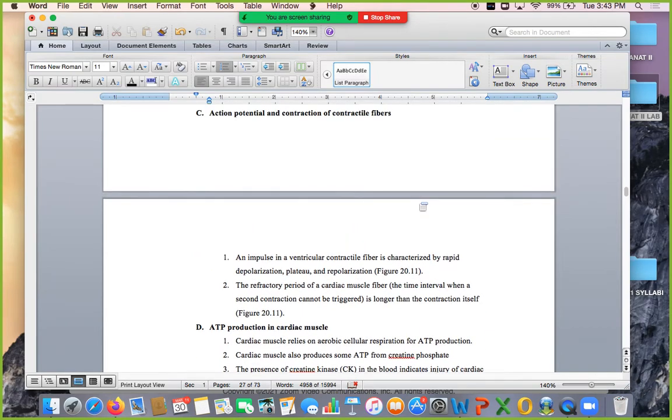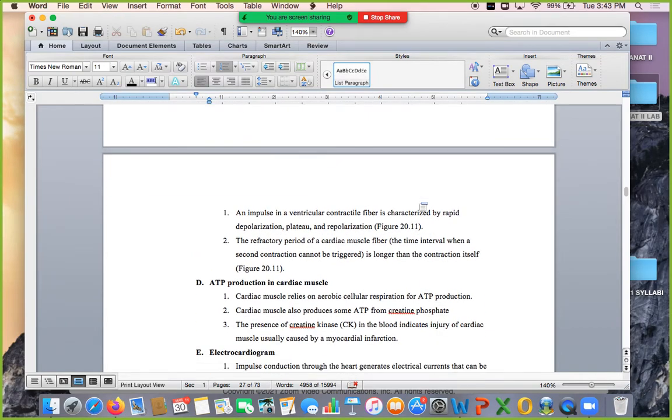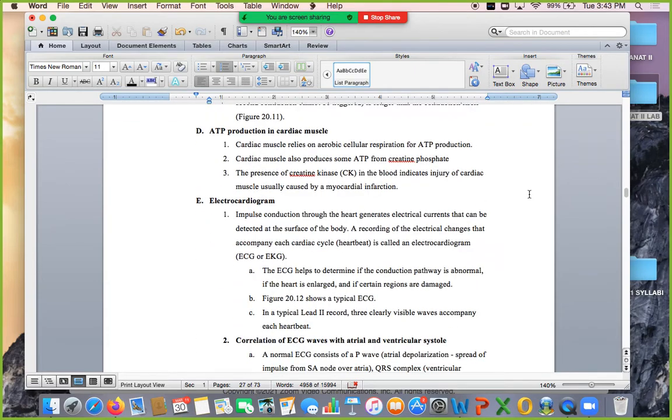If we look at the action potential during contraction, first we end up with a rapid depolarization, so it would look like this, then a plateau, then a repolarization event. And the refractory period is going to be a time frame where we can't have a second contraction triggered while the first one is working itself out. Typically, the refractory period is actually longer than the contractile period itself.